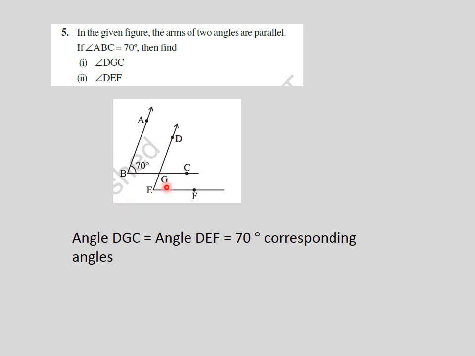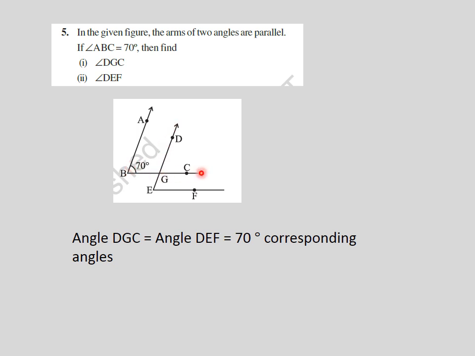DEF becomes the corresponding angle if these two are parallel lines, BC and EF. So ABC is 70 degrees means DEF also should be 70 degrees, and DGC also should be 70 degrees because these two are corresponding angles.